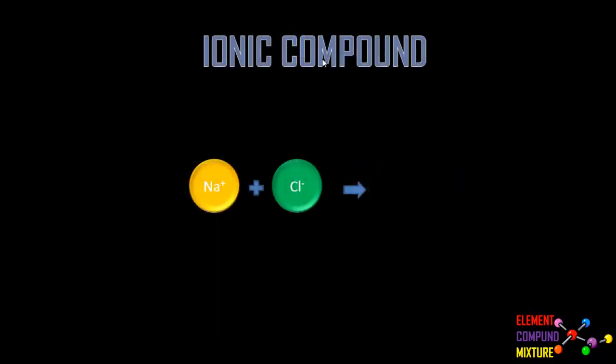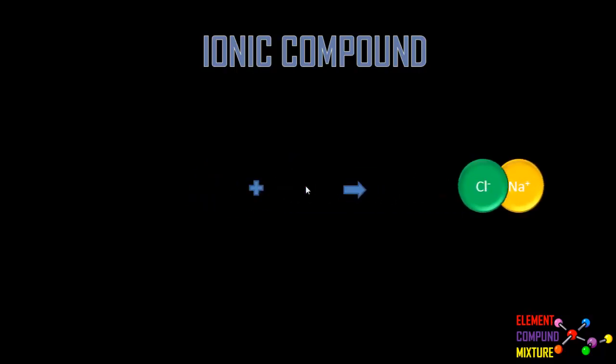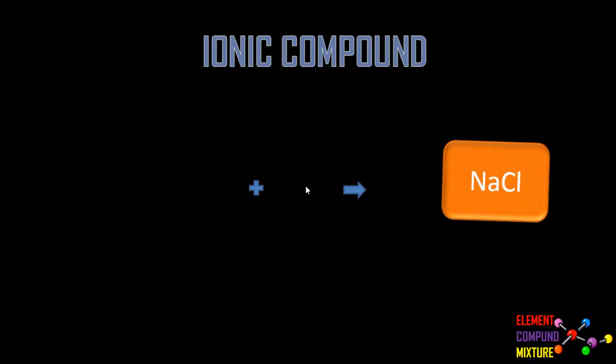And ionic compound, this compound is from the ions. That is, I have a natrium ion, positive, and a chlorine ion, negative. So if they are combined, it will be like this. Natrium and chlorine will be natrium chloride.